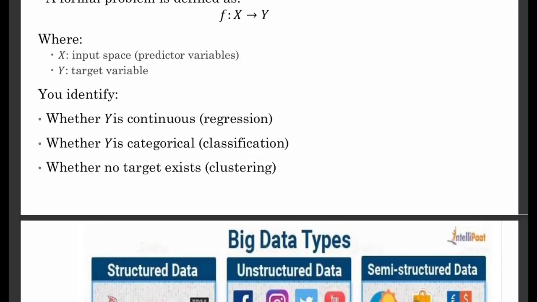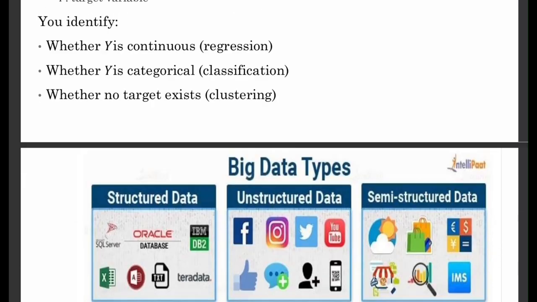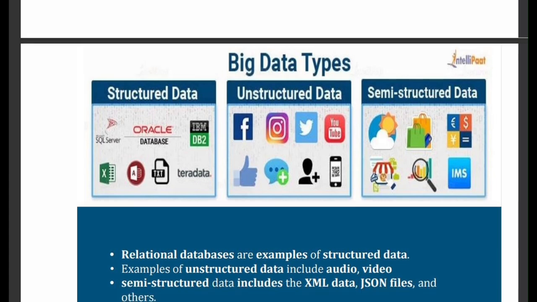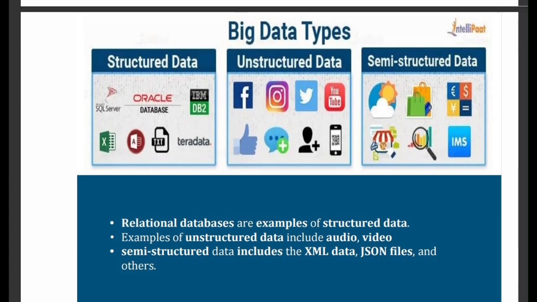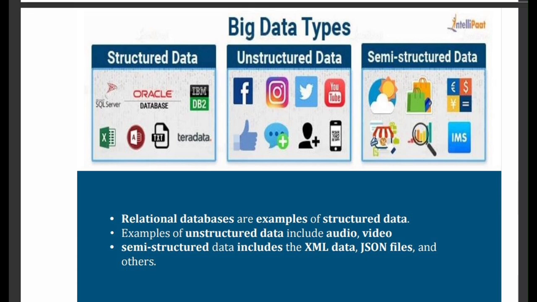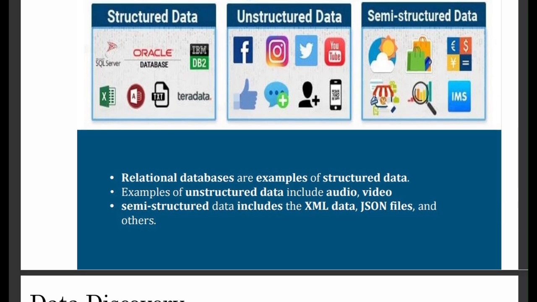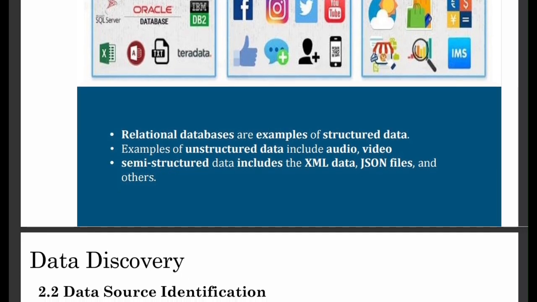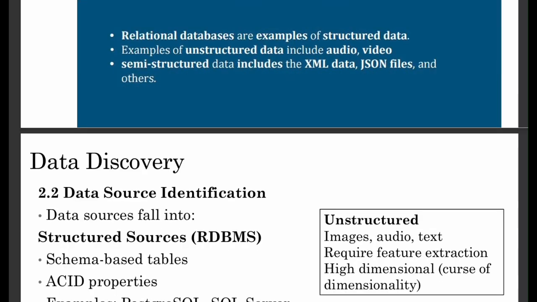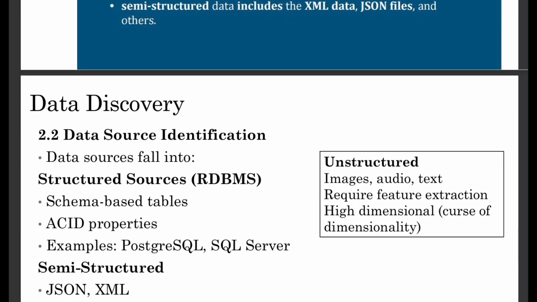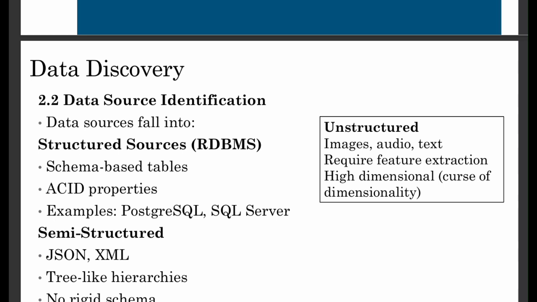Once you understand the problem, the next step is identifying your data sources. Data comes in three fundamental structures: structured data, unstructured data, and semi-structured data. Structured data comes from relational database management systems or RDBMS. These are schema based tables with ACID properties: atomicity, consistency, isolation, durability. Examples are SQL. This is the easiest type of data to work with.